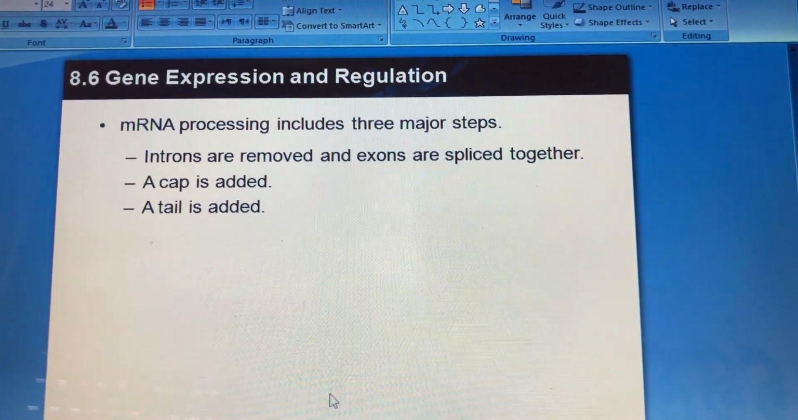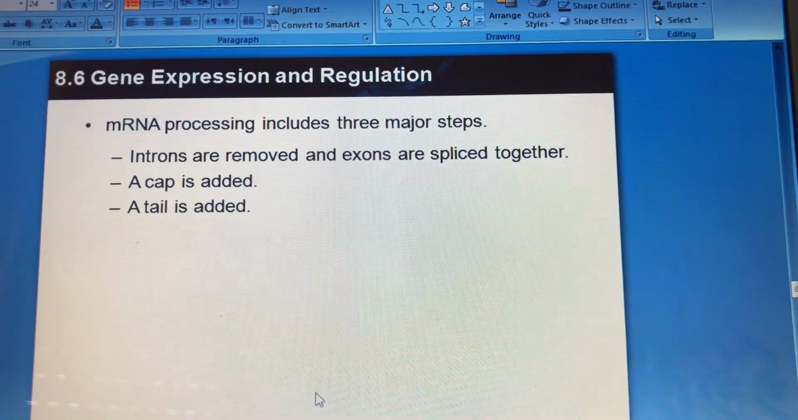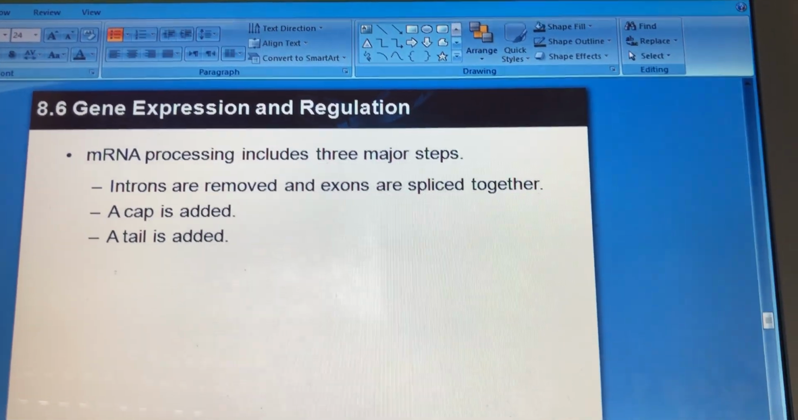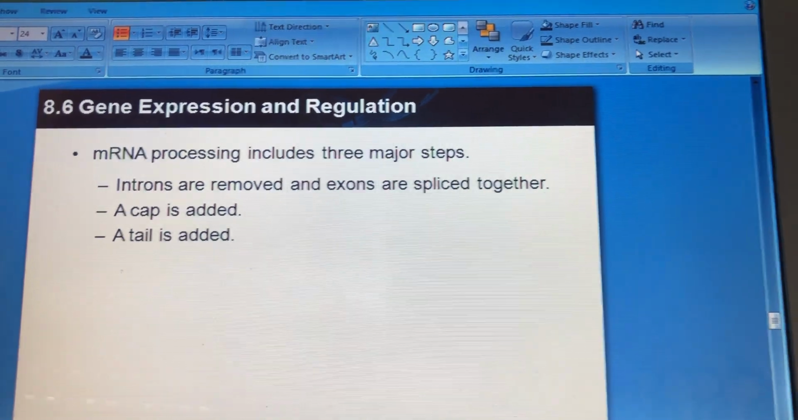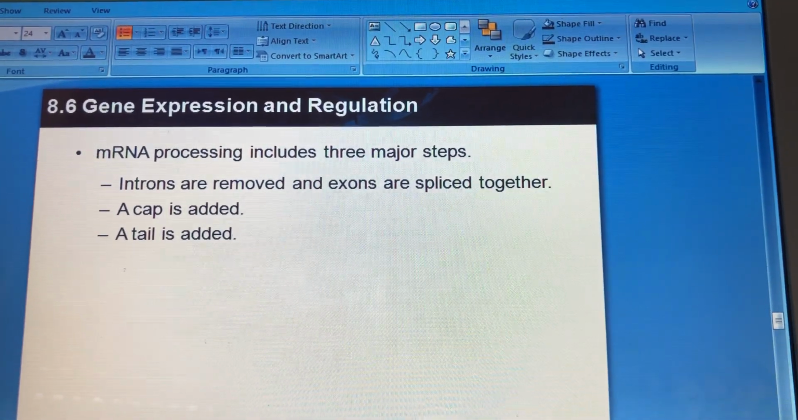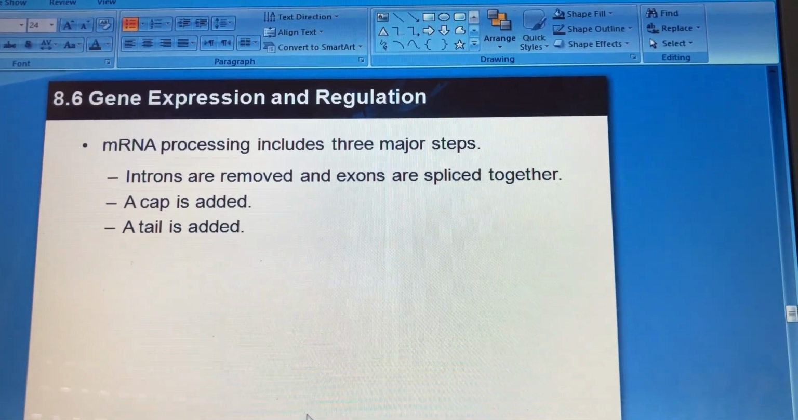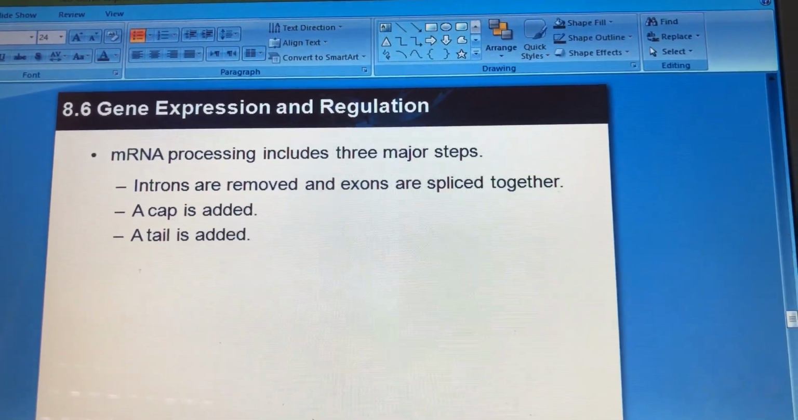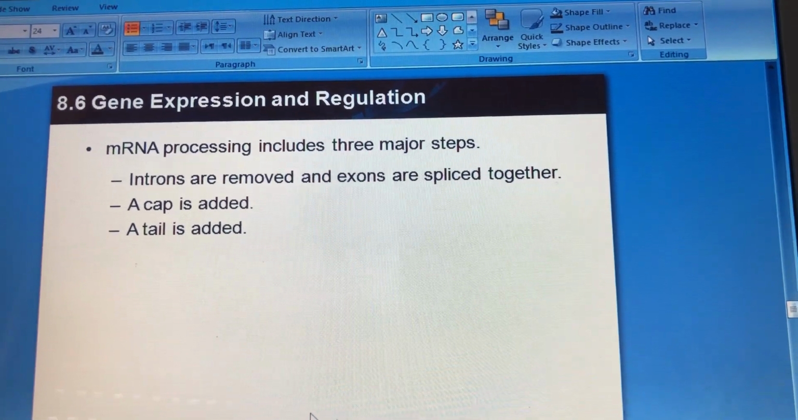So when the mRNA is ready, it can leave the nucleus out to the cytoplasm. Processing of mRNA happens in the nucleus. Introns are removed and exons are spliced together, attached together. A cap is added and a tail is added.